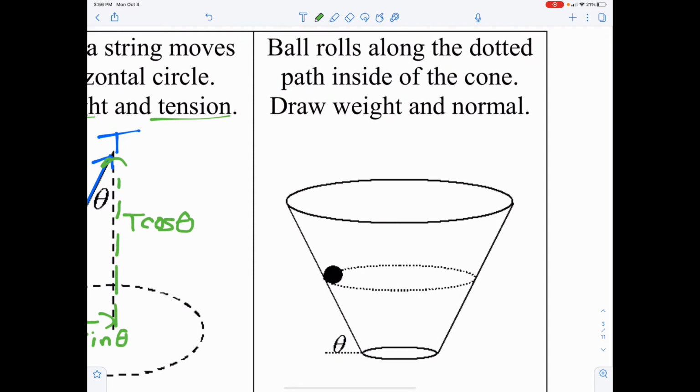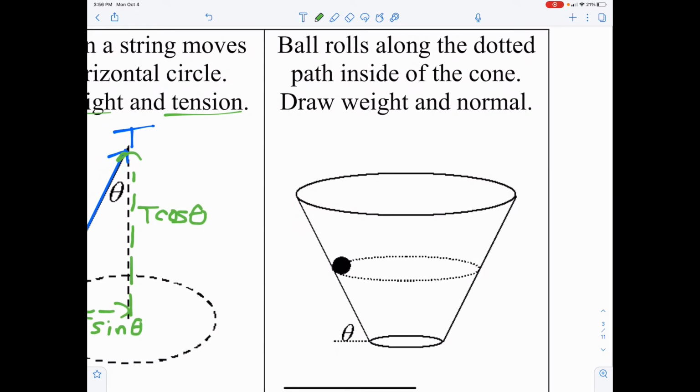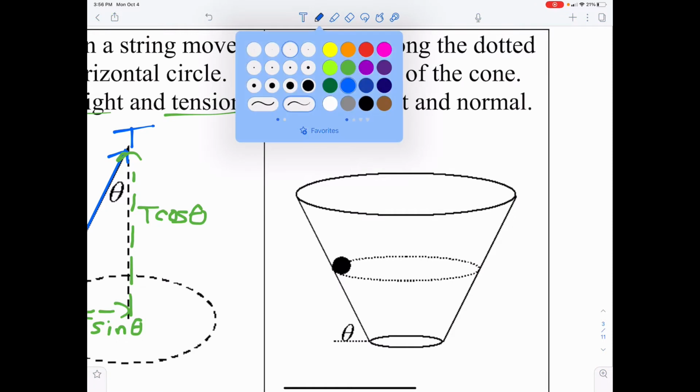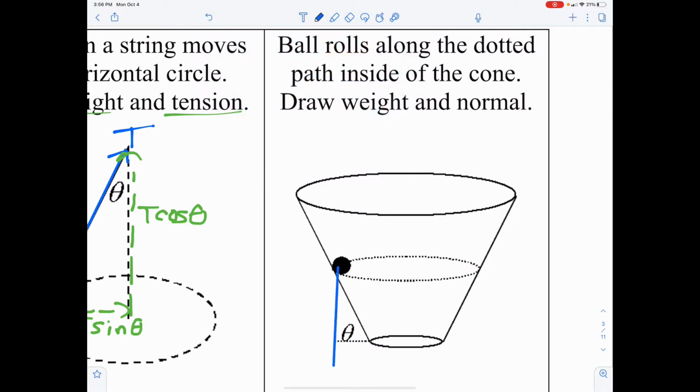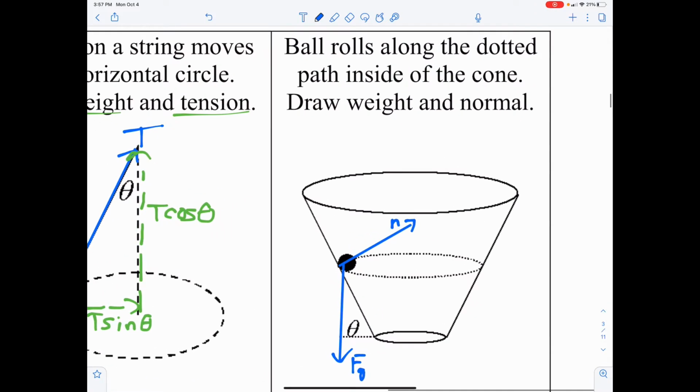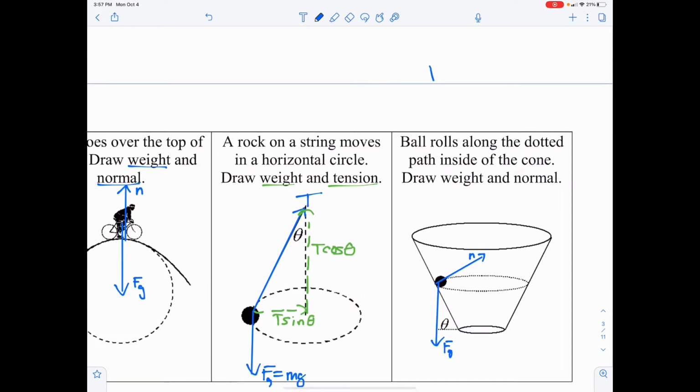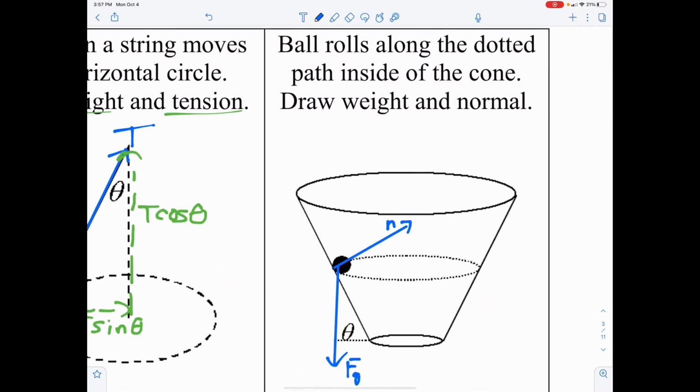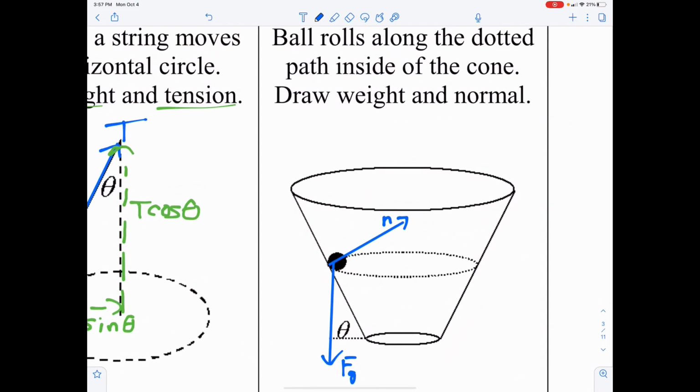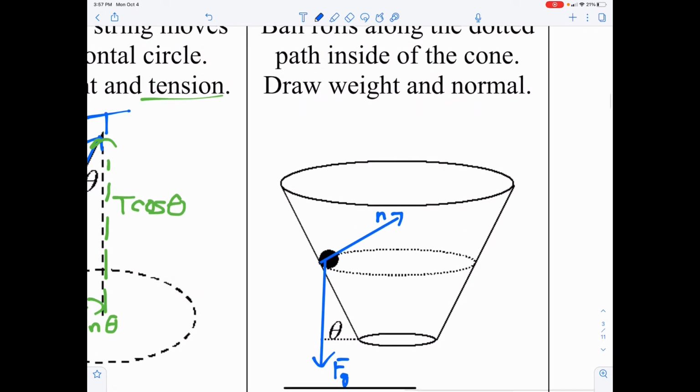A ball rolls along a dotted path on the inside of a cone. Draw the weight and normal force. Well, the weight, of course, would go straight down. The normal force would go perpendicular, just like that. Now, this is very similar to a banked curve example, which we'll get to at a later time. But this is one of those times where we want a component of the normal force, not necessarily the weight like we would at an inclined plane.